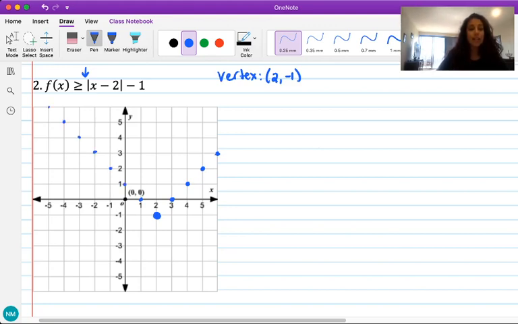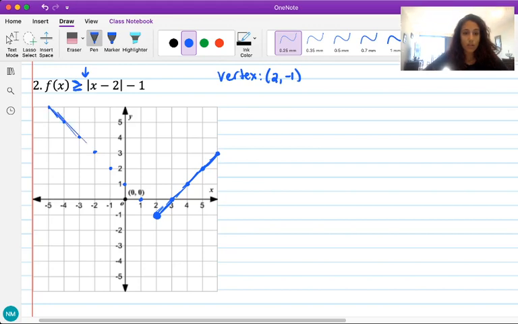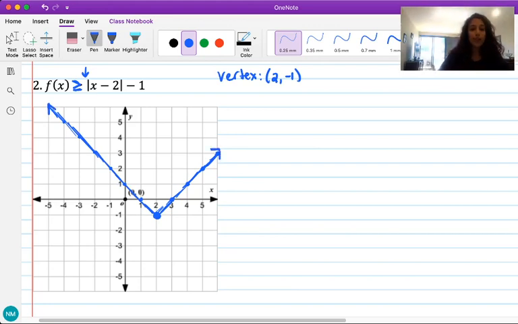Now, is it a dotted or a solid line? Well, it is a solid line because it is greater than or equal to. And then I'm going to test a point. Now, is (0, 0) on my graph? No. So I can test (0, 0).